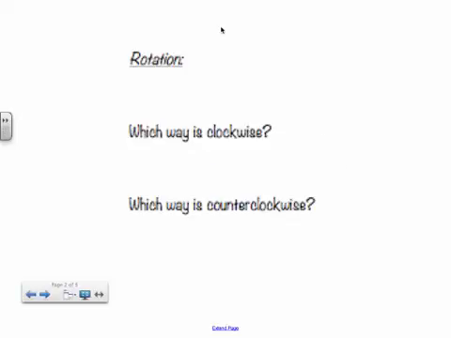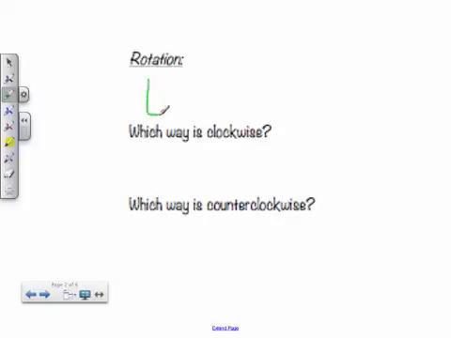Okay, so before we actually do our rotations, we need to define what a rotation actually is. So we're going to write down that a rotation is just basically a turn. Like when you rotate somewhere, you are turning. For example, if you snowboard and you do a 360, it means that you went all the way around. You turned all the way around and you're back to where you began.